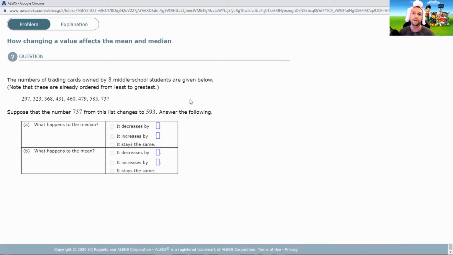All right, so here we are in ALEKS. Now you'll notice this topic is not specifically about outliers, but it's going to contain an outlier that we can easily identify. You'll notice the data set, just like we talked about last time, is arranged from least to greatest in an ascending order. So if we look at our values, we have some in the 200s, the 300s, the 400s, the 500s, and then one value in the 700s. So let's represent this graphically, shall we?